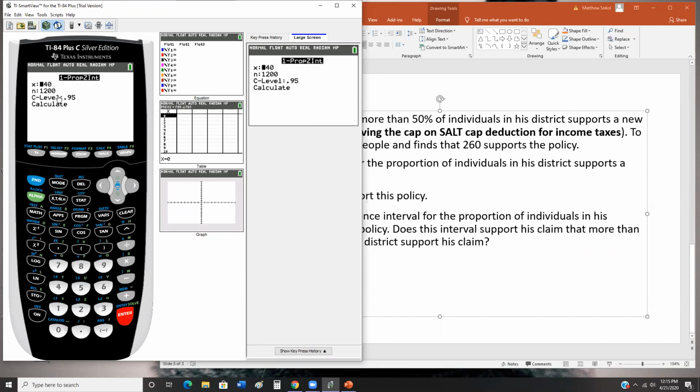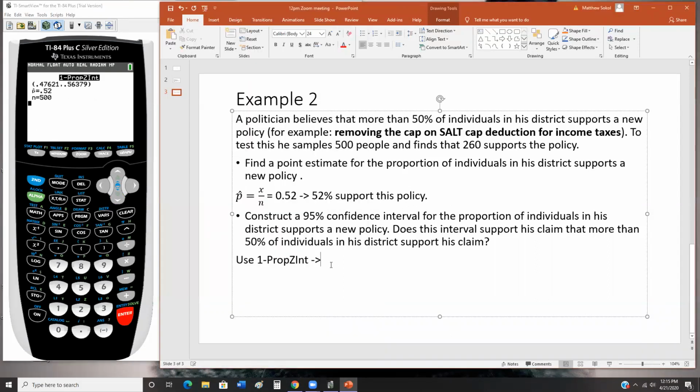Now, when you do these problems, everything that's saved in there is from the previous problem, so I just have to change it. There were 260 who supported the policy out of the 500 people we talked to. We're going to leave the confidence level at 0.95 and hit calculate. This is our confidence interval. The real value could be anywhere from 0.476 all the way to 0.564 when I round it. If it helps to see this as a percentage, you can change it there.